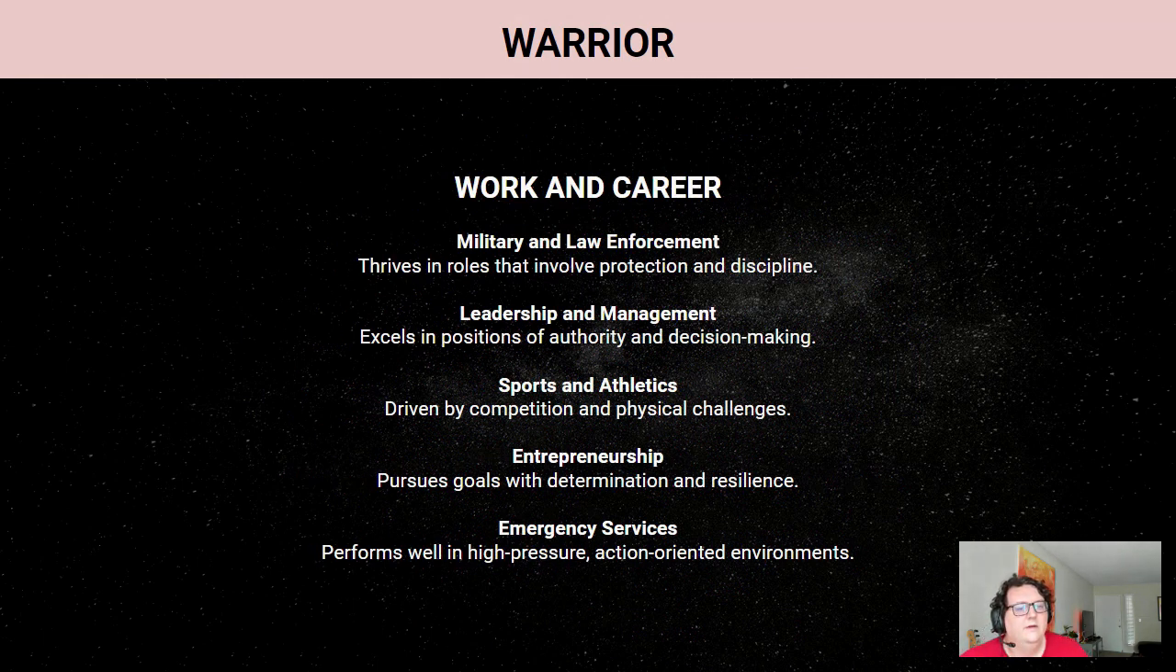So in working careers, they're typically attracted to these fields. They really like military and law enforcement. They thrive in roles that involve protection and discipline. Leadership and management is really big. They excel in positions of authority and decision making. They like sports and athletics, driven by competition and physical challenges. They really like entrepreneurship, pursuing goals with determination and resilience. And they like emergency services, where they perform well in high pressure, action oriented environments.